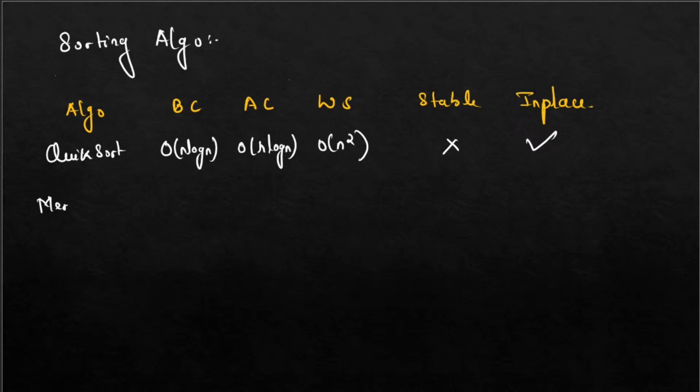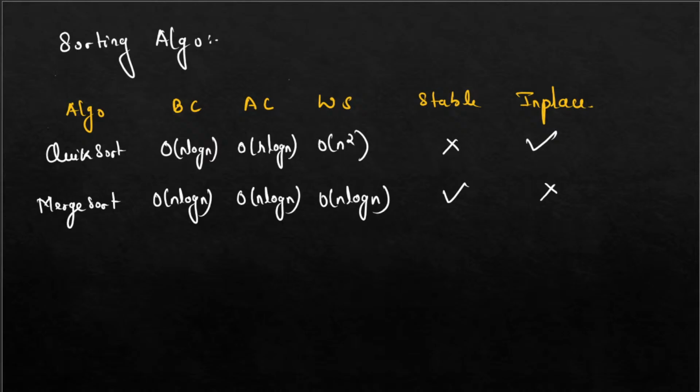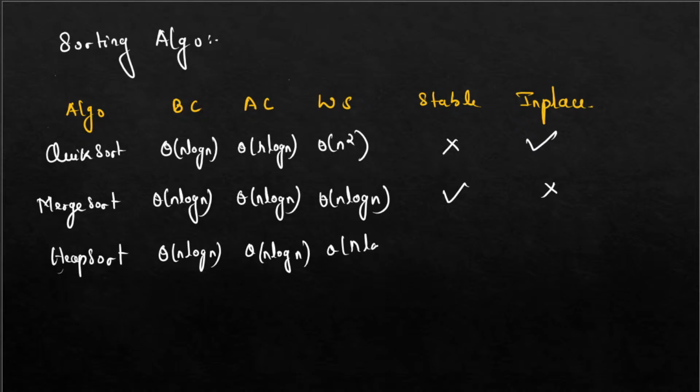If we talk about merge sort, the best case is n log n, average case is n log n, worst case is n log n. Okay, this is stable but not in place. After that, heap sort. So this is big O of n log n, or theta also we can write. We can directly say theta of n log n and theta of n log n as well here. But this is not stable but in place.